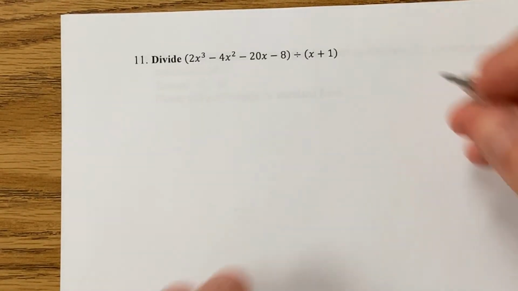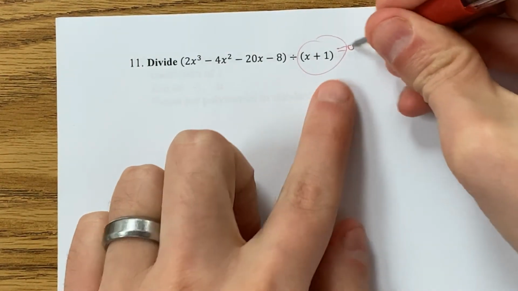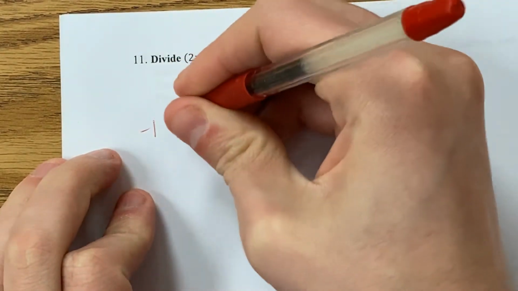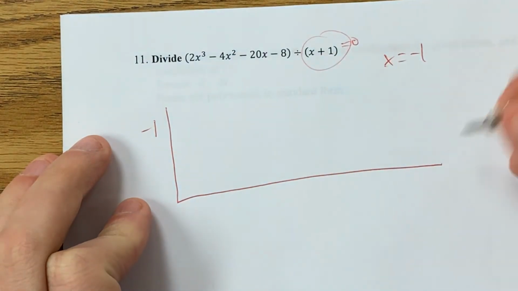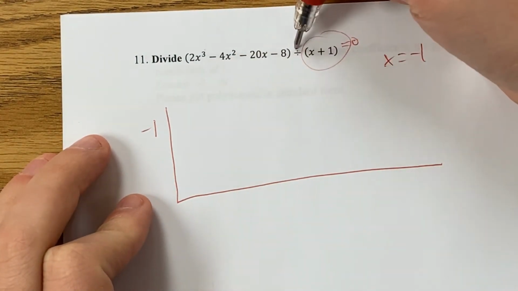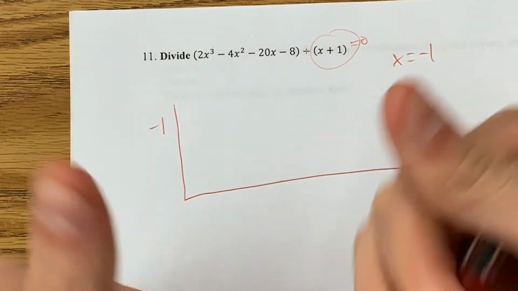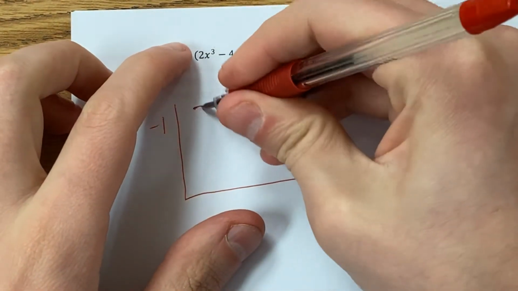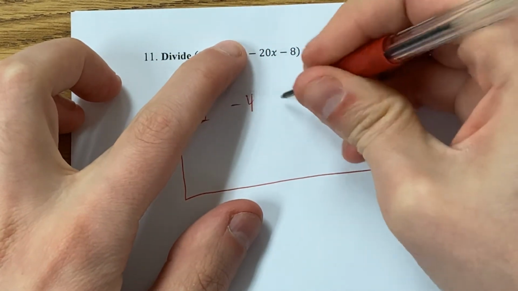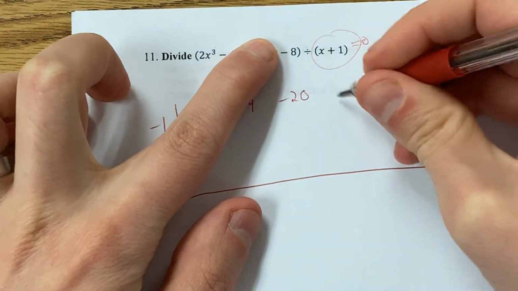Okay, in this one, x plus 1 equals 0, so you get negative 1. So negative 1 will be on the outside. Check the exponents. 3, 2, 1, 0. Everything's there. So 2, negative 4, negative 20, negative 8.